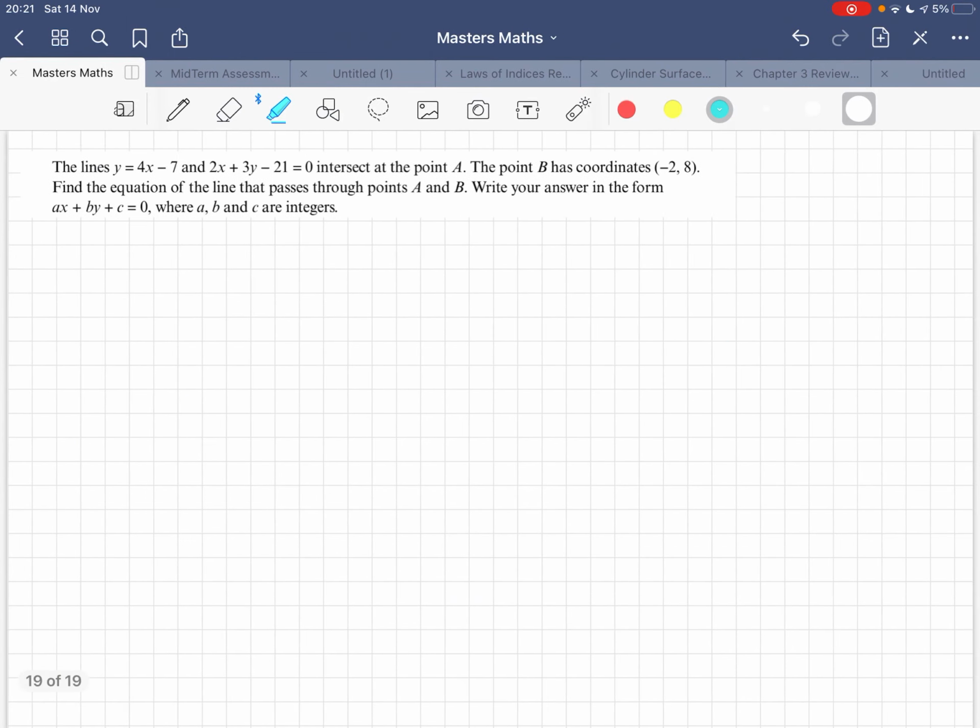Okay, and then the very last one we're going to go through, again, a little bit more in-depth things you have to think about, but still very achievable. The lines y equals 4x minus 7 and 2x plus 3y minus 21 equals 0 intersect at the point A. The point B has coordinates negative 2, 8. Find the equation of the line that passes through points A and B. Write your answer in the form ax plus by plus c equals 0, where a, b, and c are integers.